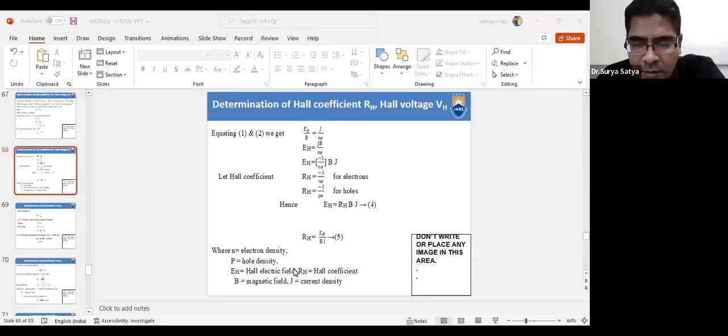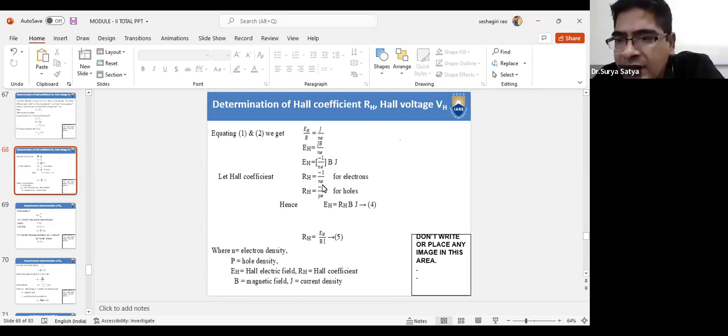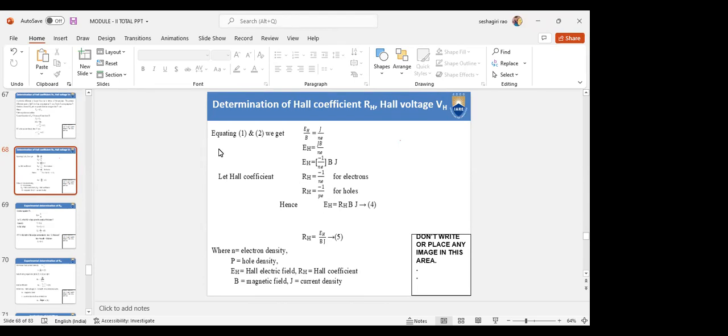So here the question says RH equals 1 by NE. Calculate the value of carrier concentration. RH equals 1 by NE, so you are asked to find the value of N. So N equals 1 by RH into E. RH is given and E is the charge of the electron. Based on that, you will get the answer, I think.